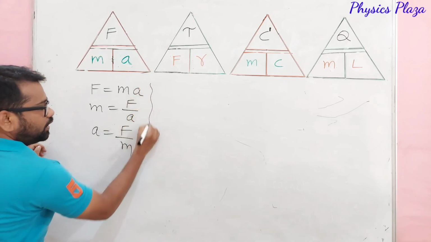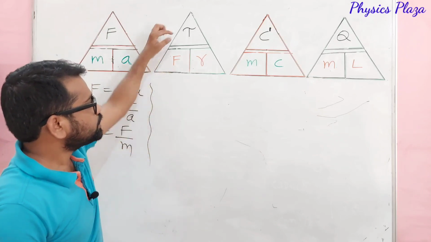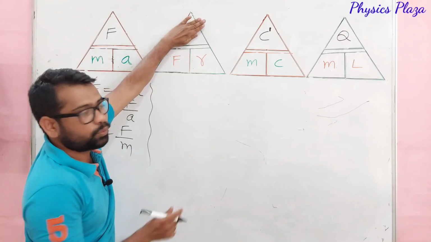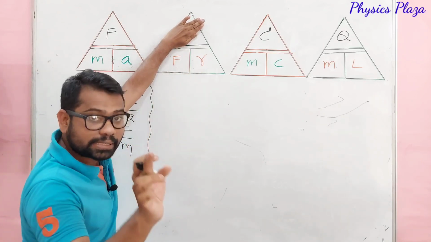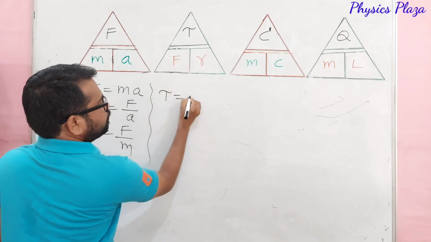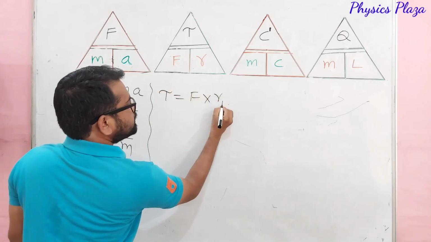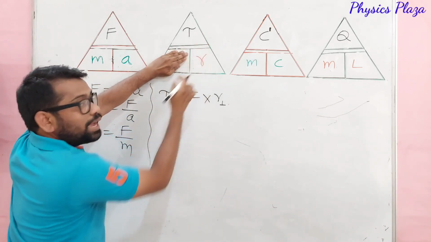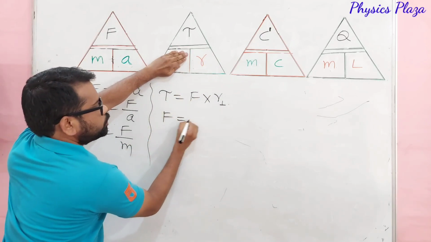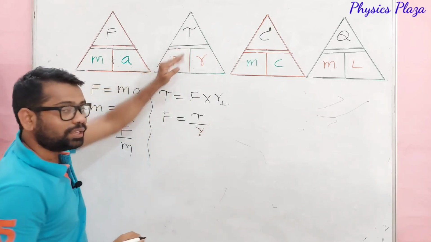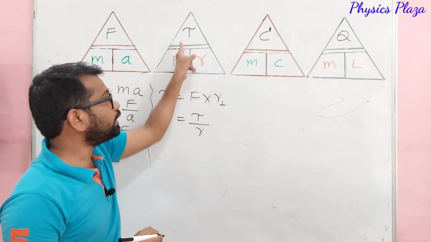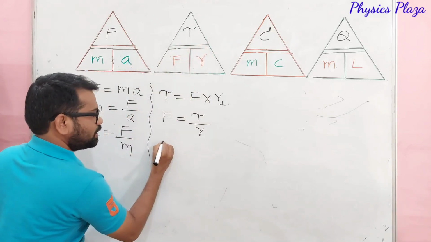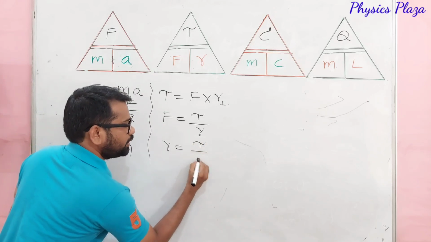It is fine. Now look at this magic triangle. It's very important here. Tau stands for moment of force. It is also called torque. So torque is equal to magnitude of force into perpendicular distance. So tau is equal to force into perpendicular distance from axis of rotation. Then F is equal to tau by R. That is, force is equal to tau by R. If you want to calculate perpendicular distance, if tau and F values are given, R is equal to tau by F.